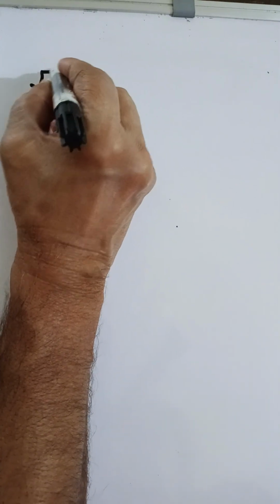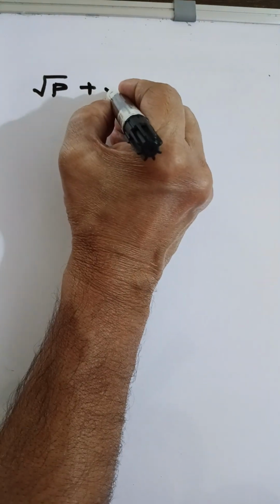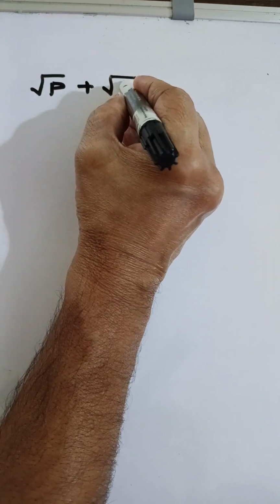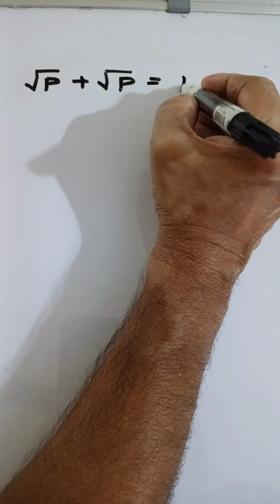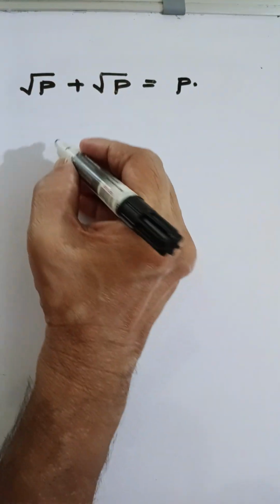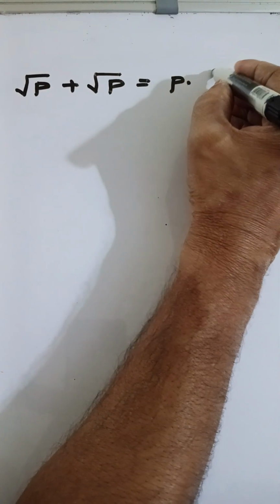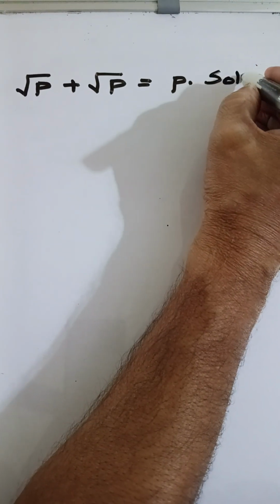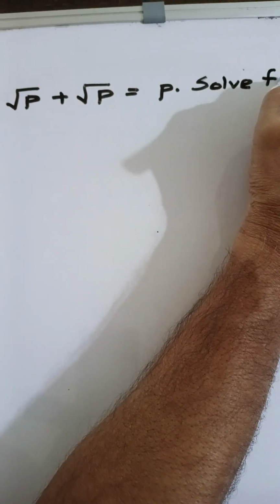Root p plus root p equals p. Solve for p.